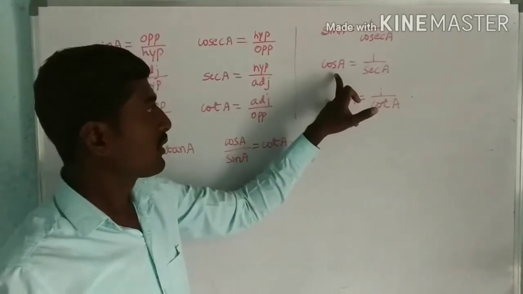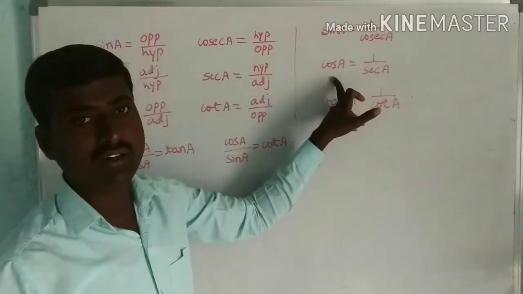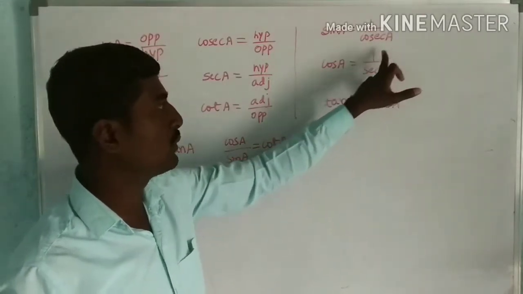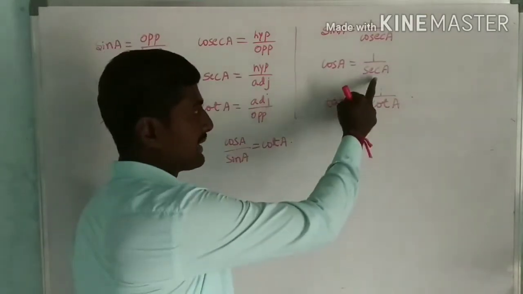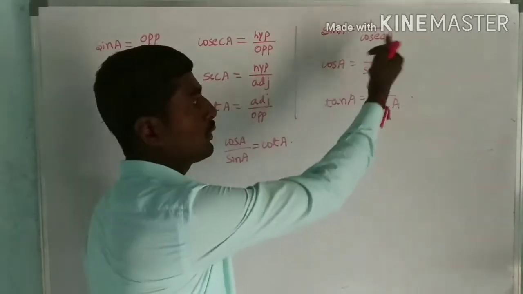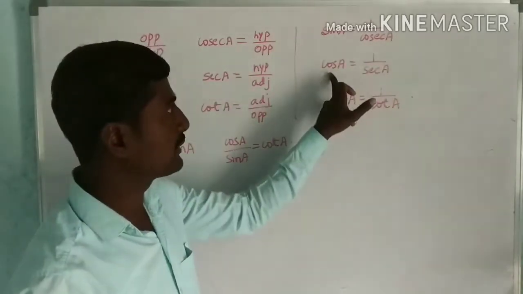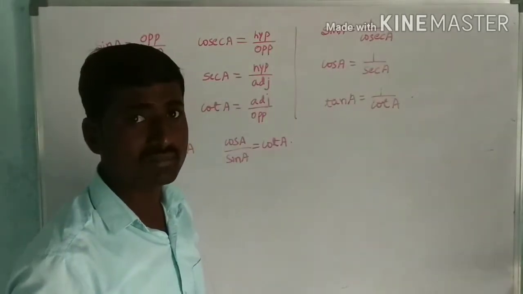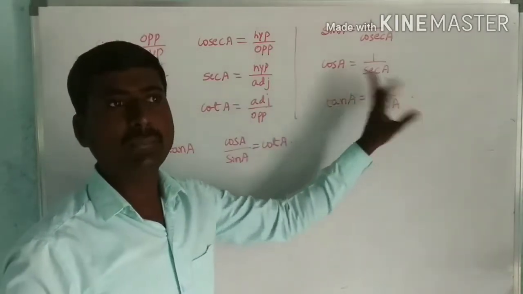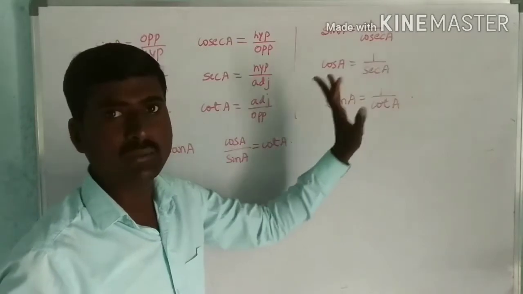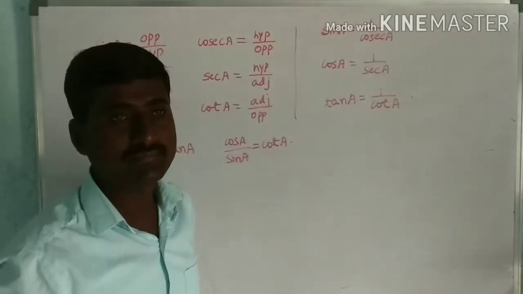Next, sec is the reciprocal of cos, so I can write cos A is equal to 1 divided by sec A. Otherwise, sec A into cos A is equal to 1, reciprocal. Otherwise, sec A is equal to 1 divided by cos A, also I can write.